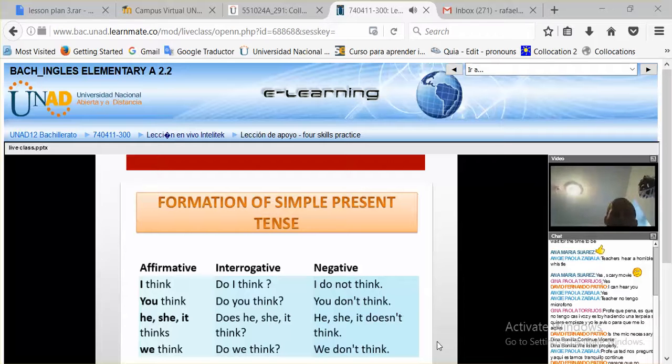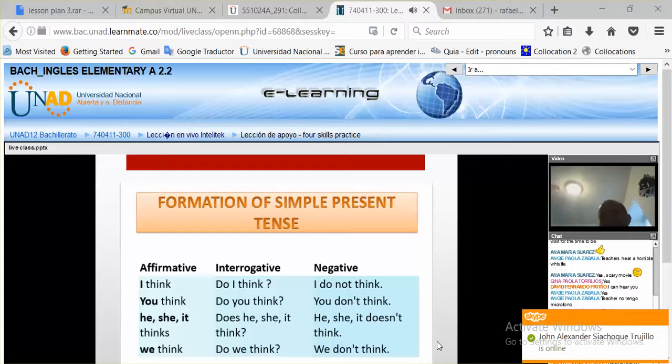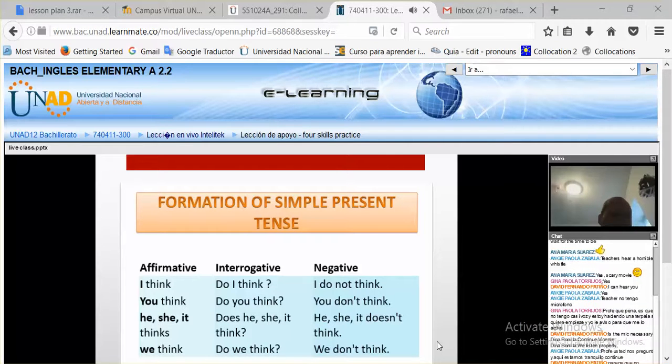what is the form of the simple present tense. As we know, when we are talking about simple present tense, we need to know that we always use a subject and a verb and an object or a component. Okay. In this case, this is the affirmative form of the simple present tense. As you can see, we use the personal pronouns: I think, you think, he, she, and it thinks, and we think, you think, and they think.